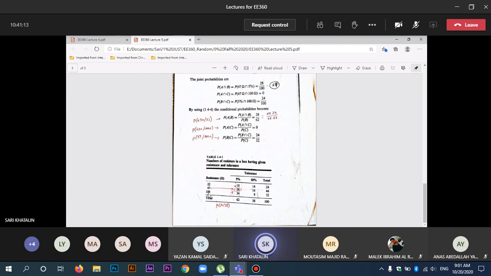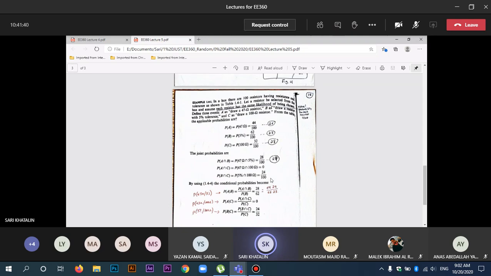And the last part here, we have 32 with 100 ohms resistance, and 24 of them have 5% tolerance, and 8 of them have 10% tolerance. So as you can see, the total is 100 resistors, 10% tolerance is 38, 5% tolerance is 62. So they all add up together. Now we are looking for 3 different events.